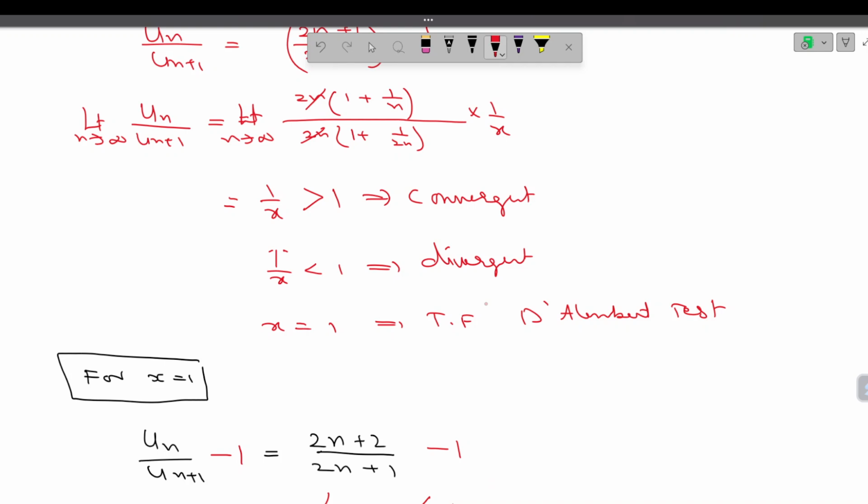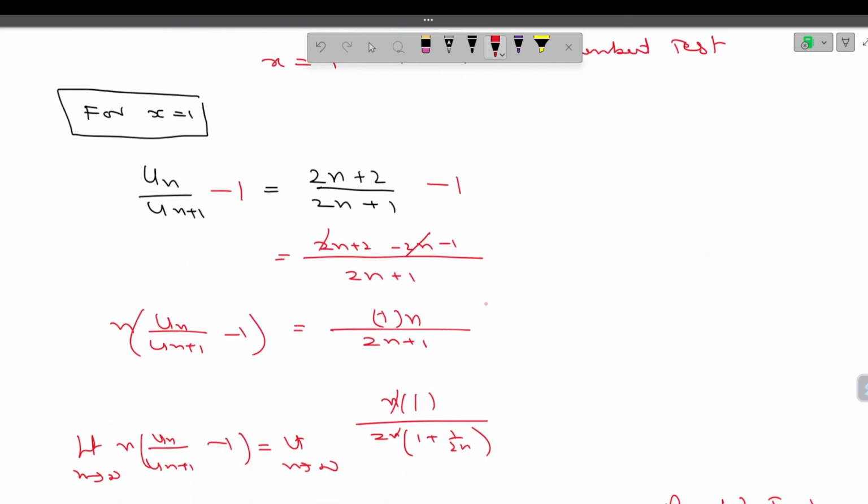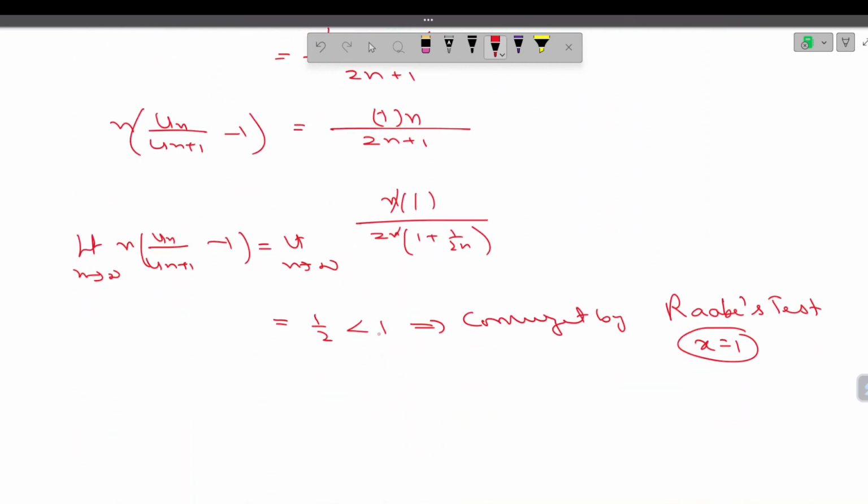So for x equal to 1, we are testing for x equal to 1. Therefore, the series is convergent when x equal to 1 with this Raabe test. Okay? Whenever this type of long problems come, you have to apply two tests. It will not come by only one test. Please do so.